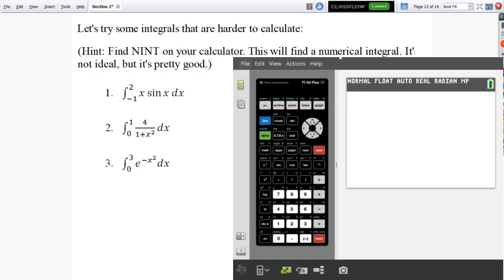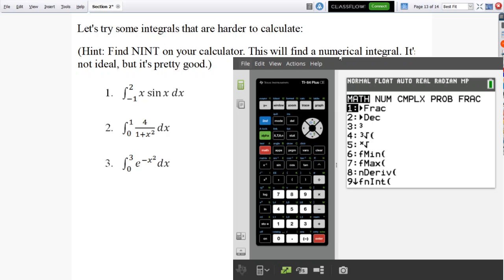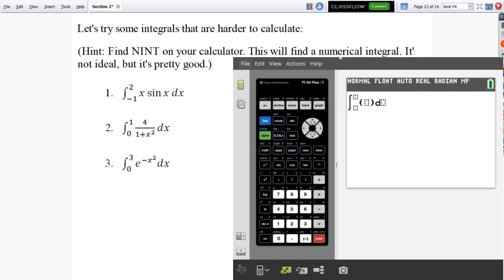The other way to get to the numerical integrator, and for those of you who have a TI-83, here is how you have to access it as well. It is in the math menu, so you hit math, and you go all the way down to option number 9. If you have a TI-84, doing this either way is going to work, whether you do alpha window or math 9.